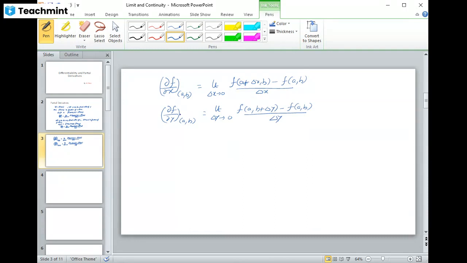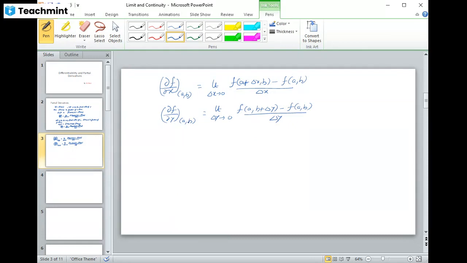And if we want to find the partial derivative of the function with respect to y at the point (a, b), then according to the definition, a is a fixed constant. So we are making variation in the b coordinate only. It is f of a, b plus delta y minus f of a, b, upon delta y. So this is the definition of the partial derivative of the function with respect to x and with respect to y at a point (a, b).